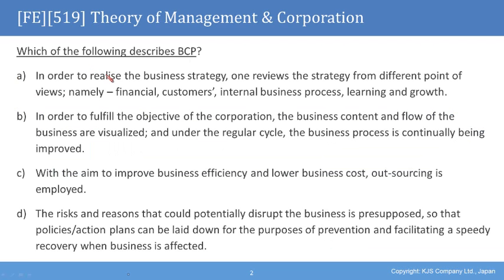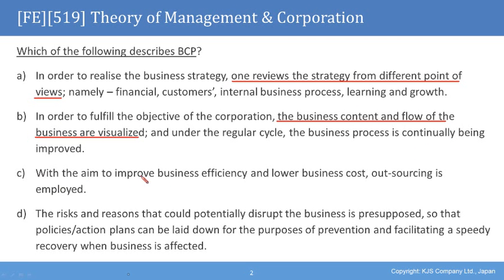A. In order to realize the business strategy, one reviews the strategy from different points of view, namely financial, customers, internal business process, and learning and growth viewpoints. B. In order to fulfill the objective of the corporation, the business content and flow of the business are visualized, and under the regular cycle, the business process is continually being improved.